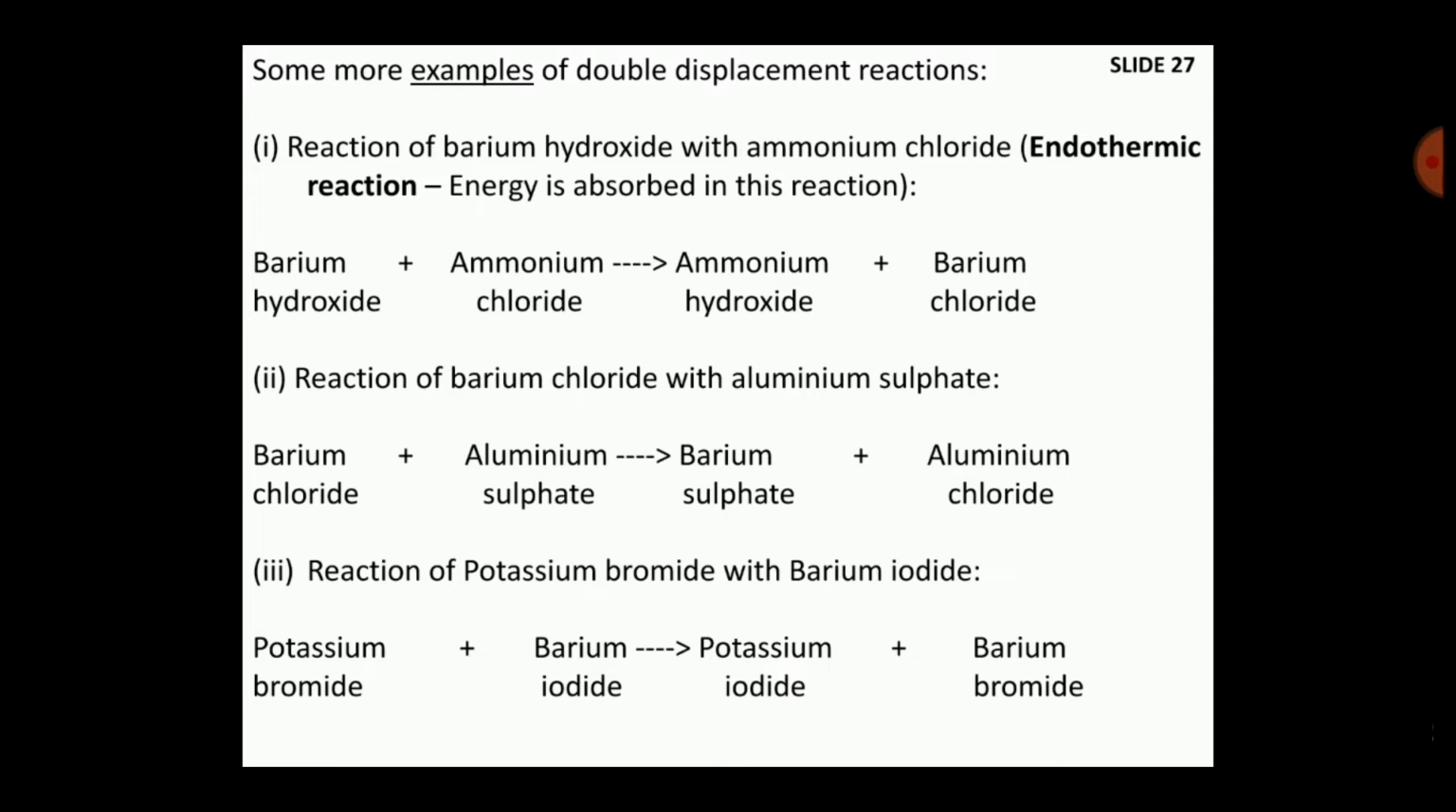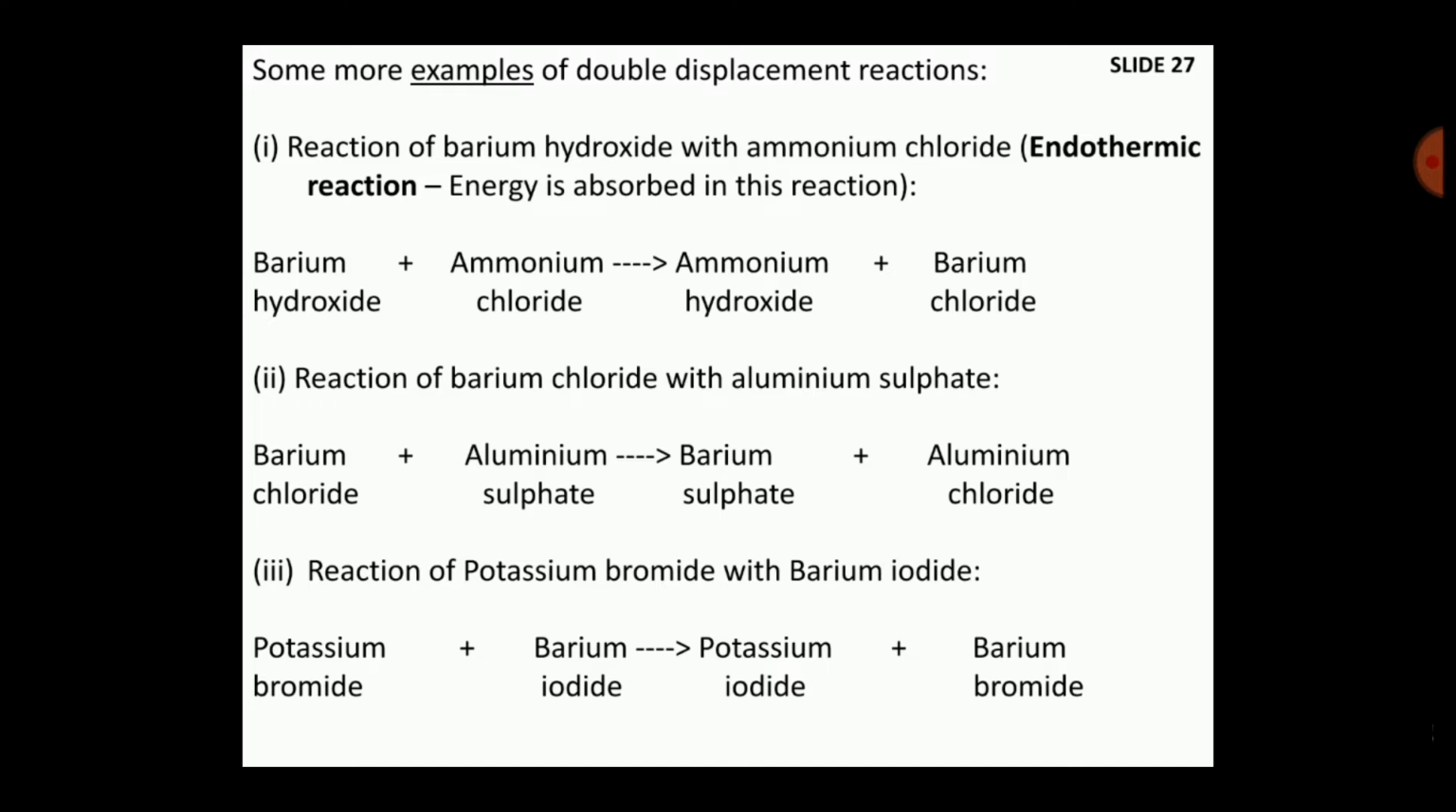The first reaction in this slide, which is reaction of barium hydroxide with ammonium chloride forming ammonium hydroxide and barium chloride, is an endothermic reaction. Endothermic reactions absorb energy. When the bottom of the test tube containing the reaction mixture of barium hydroxide and ammonium chloride is touched, it will be very cool.